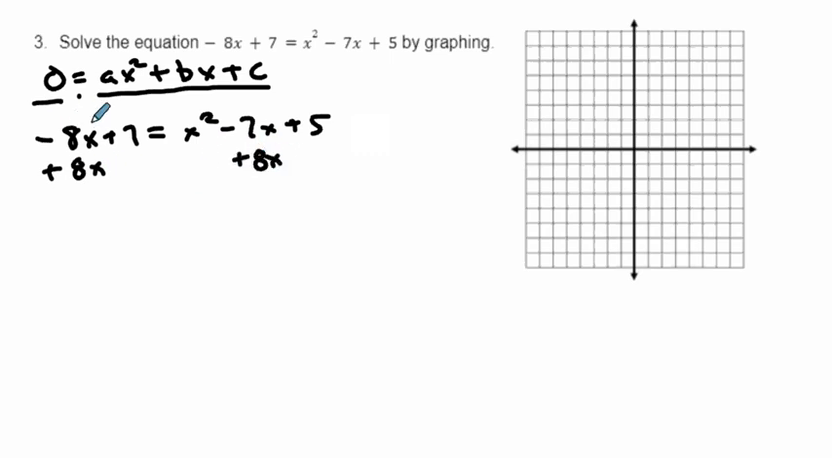The other way to think about it is when you take something and move it over to the other side, crossing the equal sign, you change its sign. So it gets you to the same place. It's just two different ways of thinking about it. That will move the negative 8x over, and then to get the 7 over, we're going to subtract it because it's positive right here. So that's going to zero out this side, which is what we want.